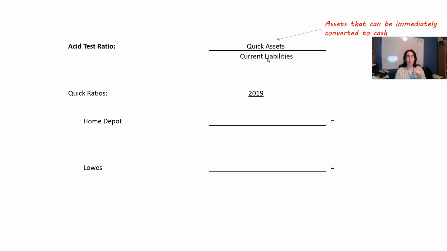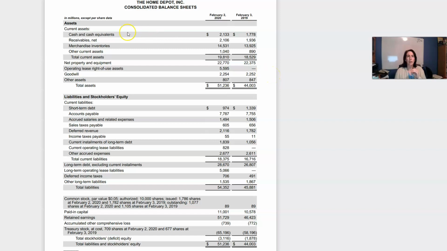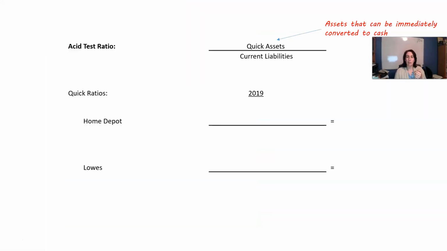All right, so let's take a look. This is really more of a stringent calculation. If we look at Home Depot, definitely cash, definitely receivables, not inventory. Not inventory because, like I said, it's hard to sell off inventory fast, right? Not other, because we don't even know what other is. And we're just going to grab those top ones there. So we've got the numerator, same denominator, 23 cents.